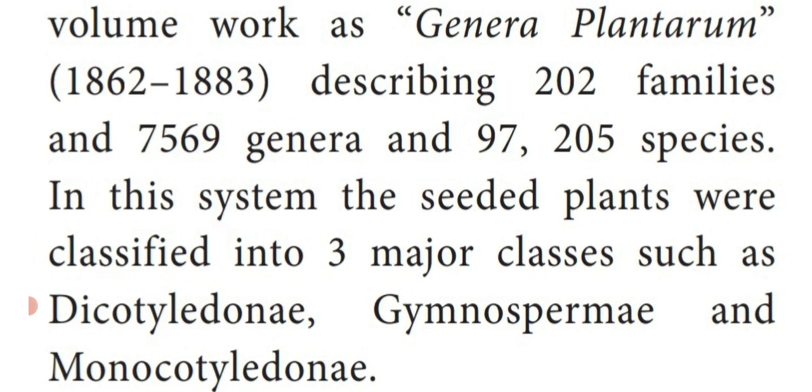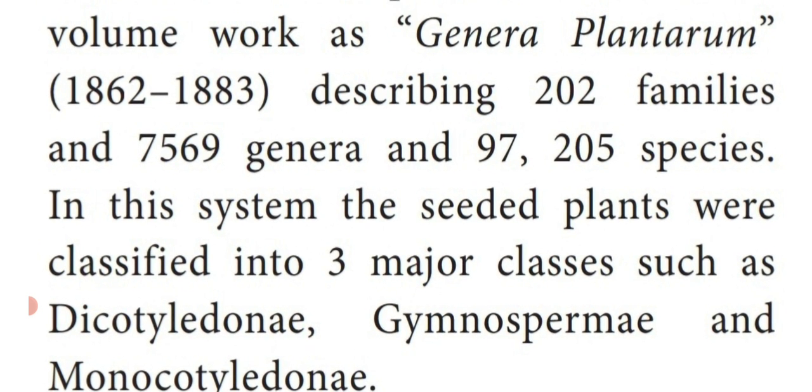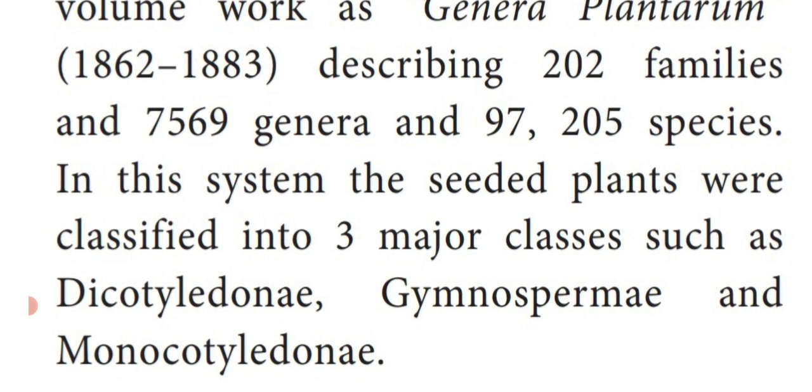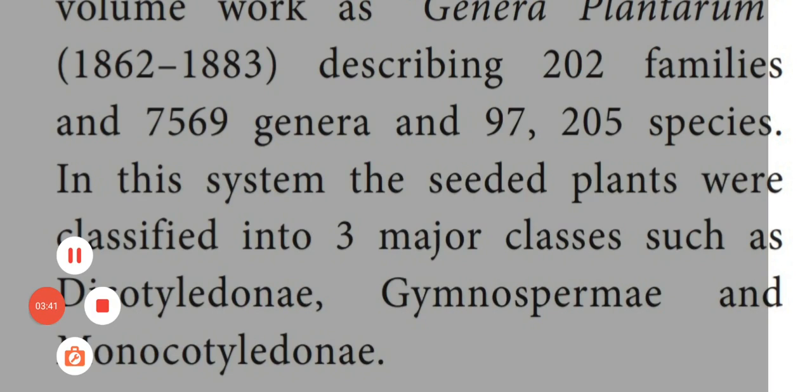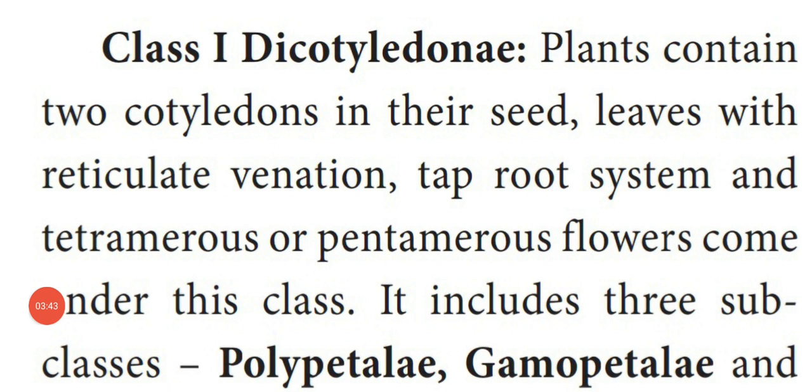So these seeded plants are classified into 3 main classes: dicotyledone, gymnospermae, and monocotyledone. Class 1, dicotyledone: embryo with 2 cotyledons, reticulate venation in leaves, taproot system, flowers with 4 petals or 5 petals.